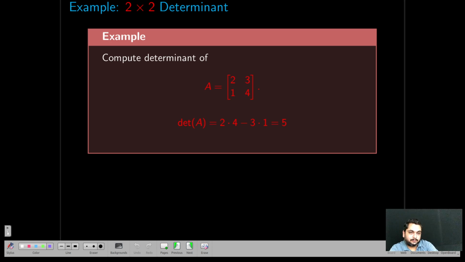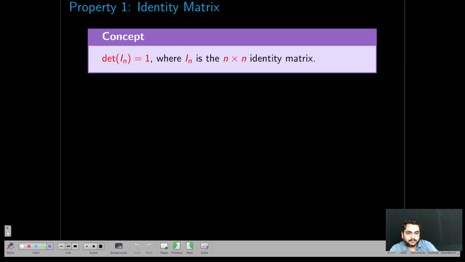Similarly, there is an example for a 2 cross 2 determinant. Next, we will see some properties. Some 8 properties we have defined here. We'll see them with examples. It will be very helpful to understand this. It will also be helpful in solving.